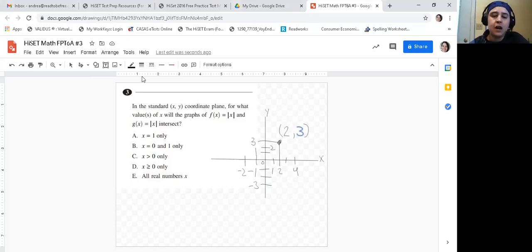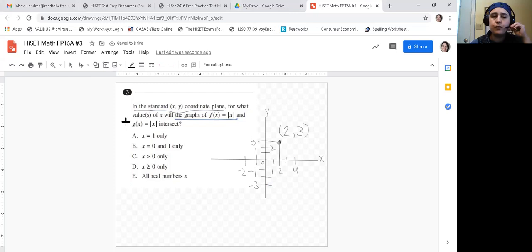So this is what they're talking about in this problem when they say in the standard XY coordinate plane. We are talking here about coordinate geometry. And it's asking you, for what values of x will this graph f of x equals absolute value of x and g of x equals absolute value of x intersect? So we need to understand this idea, the graph of f of x equals absolute value of x.